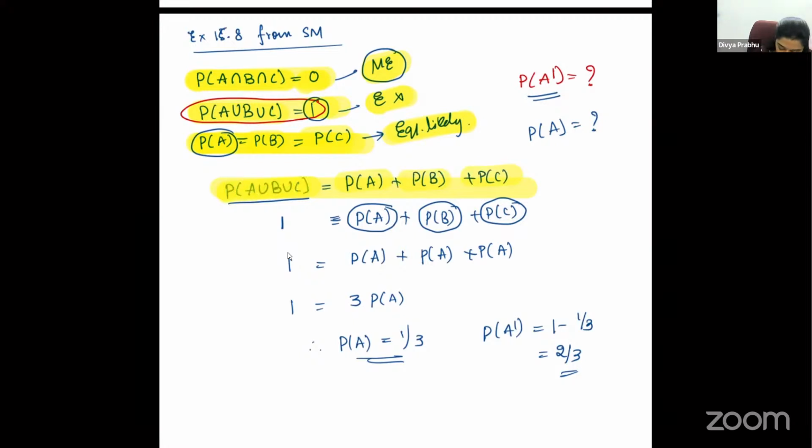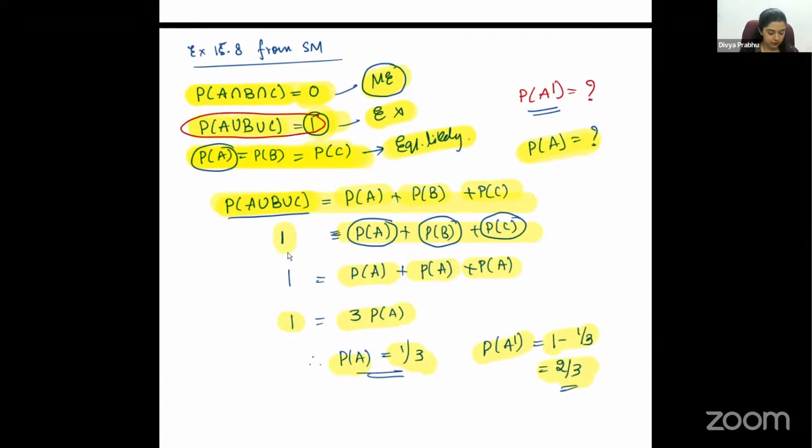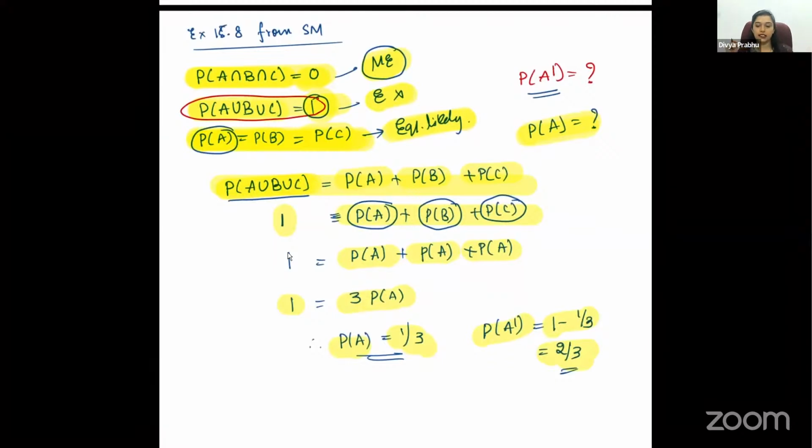Now, P of A union B union C, we know that it is equal to 1. So, 1 equals 3. Now, because all three are equal, in the place of A, B and C, I will write A itself because I want to calculate what is P of A. Correct? So, 3 times P of A is equal to 1. P of A is equal to 1 by 3. So, once I get P of A, I can calculate P of A dash, which is 1 minus 1 by 3. That is 2 by 3. This is the answer. Yeah, I hope things are clear now.